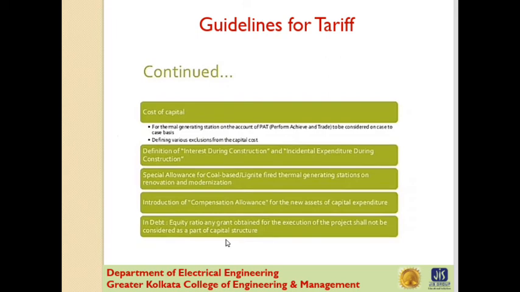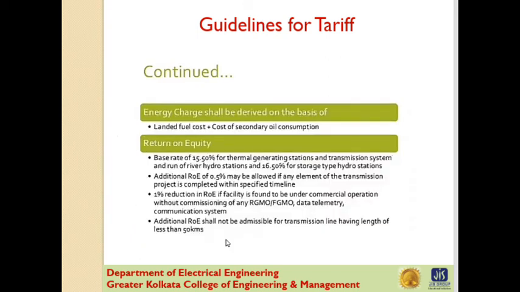In debt equity ratio, any grant obtained for the execution of the project shall not be considered as a part of capital structure. Energy charge shall be derived on the basis of landed fuel cost plus cost of secondary oil consumption.